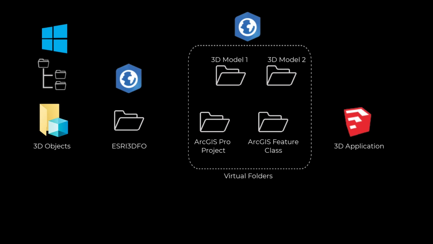Rather than repeating all the steps of exporting and importing the model again, 3D feature objects enable an easier method. All that is necessary is for the original 3D model to be opened in SketchUp, the changes made, and then saved back to the virtual folder. This automatically updates the model in the ArcGIS Pro project. Much easier.